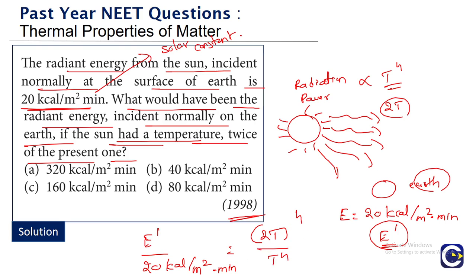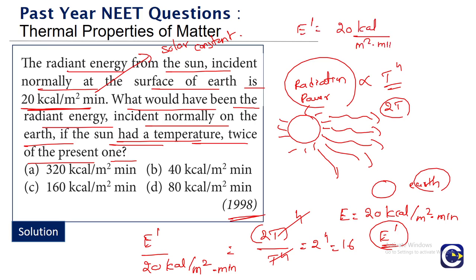Because the energy coming to the earth will depend upon what? Radiation power at the sun. Initial radiation power is what? Proportional to T power 4. Final radiation power is what? Proportional to 2T power 4. So what is it? T power 4, T power 4 is cancelled. We'll have 2 power 4, which is what? 16. Means E dash value, we'll get the answer. So E dash will be equal to what? 20 kilocalories per meter square minute into 16. What is it? It will be 320. Unit will be same, kilocalories per meter square minute. Okay.